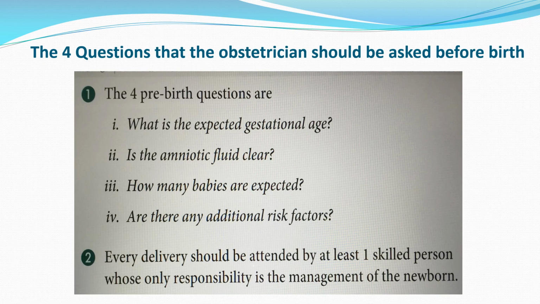What are the important four questions we need to ask the obstetrician before delivery or birth? The first, what is the expected gestational age? What is the color of the amniotic fluid, whether it is clear or not? How many babies are expected, single or twin or triplet? Are there any additional risk factors? So every delivery should be attended by at least one skilled personnel whose only responsibility is the management of the newborn.